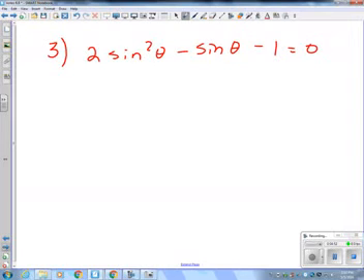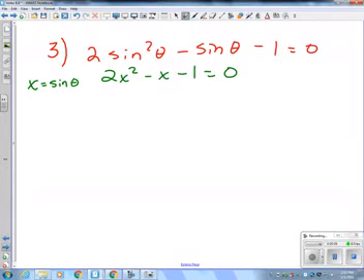So in our next example, we have all three terms. We have a quadratic term, we have a linear term, and a constant term. So let's let x be sine of theta and take it out and make the problem look like what it would be without the word sine, but have x's instead, because we're more familiar with x's.